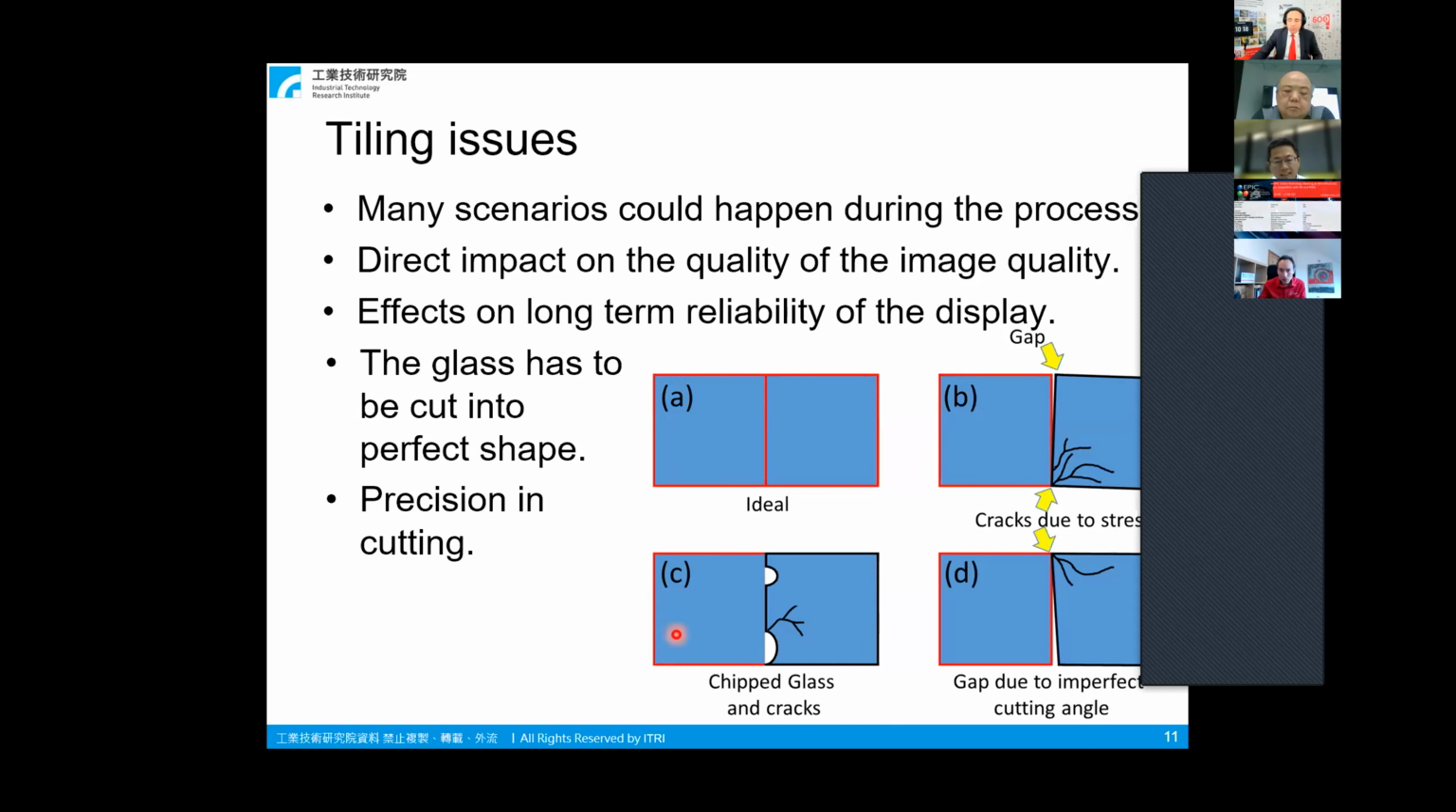In product C, the situation could be that the glass edge already got some damage before, either chipped or cracked due to cutting. The stress during the splicing could make the condition worse and shorten the lifetime of the module. In product D, another possibility is due to imperfect cutting of the glass piece. Any slanted, non-vertical edges can lead to extra stress during the process and lead to eventual cracks. So precision in glass cutting and the accurate placement of each glass module are quite important to achieve perfect tiling.